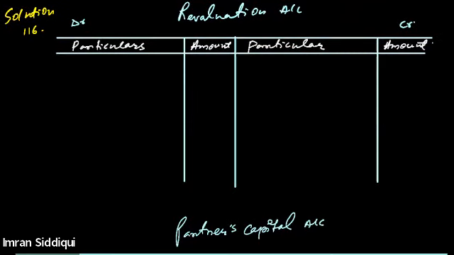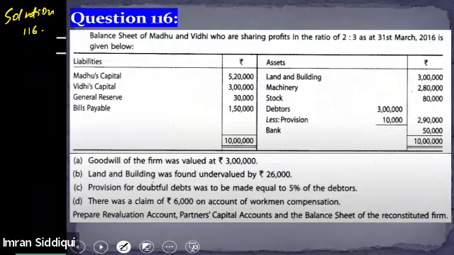All right, first of all let's talk about the formation of the revaluation account. Let's find out the items which will be affecting the revaluation account of the firm. Look into the adjustment items. Goodwill of the firm was valued at 3 lakhs. Goodwill is not going to affect the revaluation account, so we will skip adjustment A for the time being.